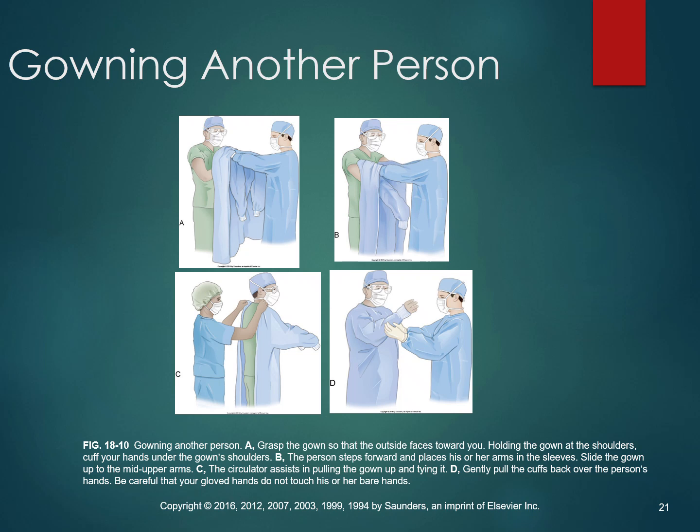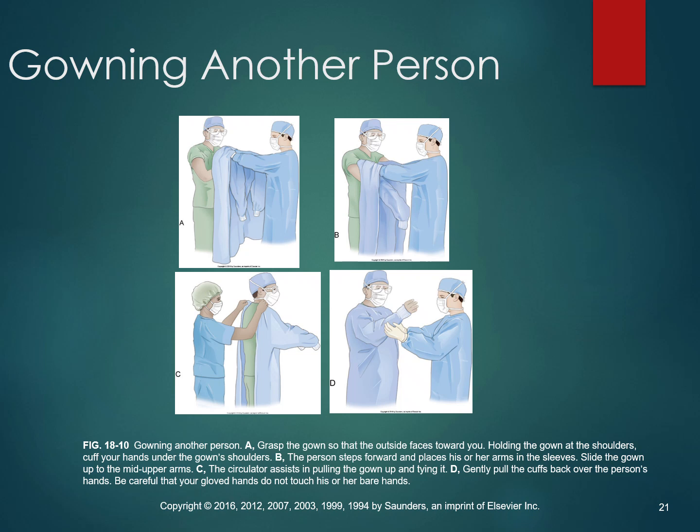In B, the person steps forward, places his or her arms in the sleeves, and slides the gown up to the mid-upper arms. And then C, the circulator assists in pulling the gown up and tying it, and then gently pull the cuffs back over the person's hands. Be careful that your gloved hands do not touch his or her bare hands. So in A and B, you can see that the person in blue has already scrubbed in. They've got the sterile gown on, sterile gloves. They've grabbed the gown off of the table.